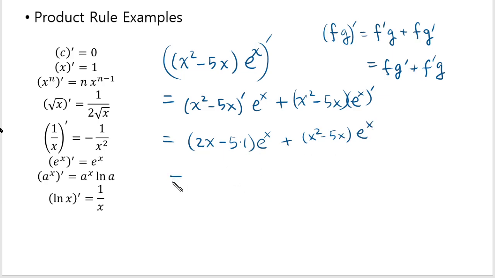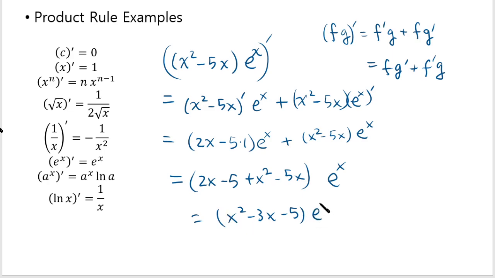Now, if you want to simplify this further, since they both have e to the x, we can factor the e to the x out, and you end up with 2x minus 5 plus x squared minus 5x. And since 2x and negative 5x are like terms, you end up with x squared minus 3x minus 5 times e to the x. Okay, let's do the next example.